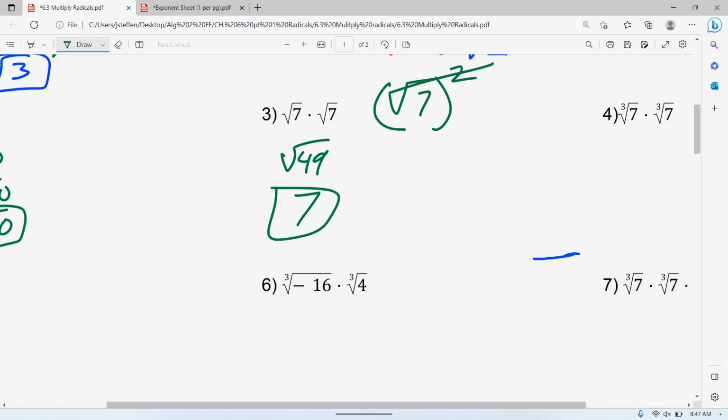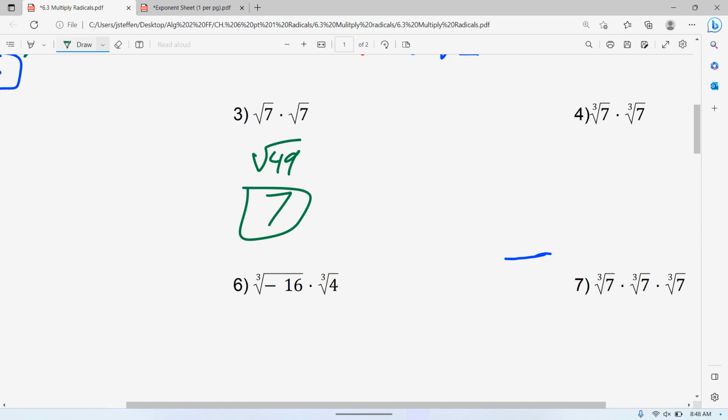I'm still very much going to encourage you guys to show your work. That's square root of 49. But if you say the square root of 7 times the square root of 7, I can live with that. But for future stuff we're going to do today, I would encourage you to go ahead and show your work and say the square root of 49. I think that helps a lot of students.